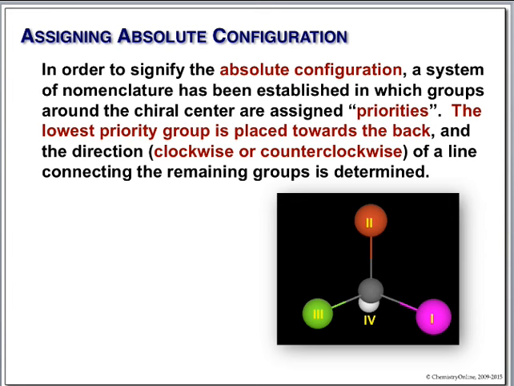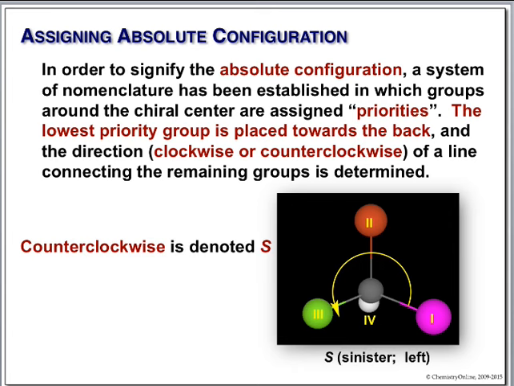Hydrogen is back. Then I'm going to connect the other groups in terms of decreasing priority. So we'll start with 1, we'll go around to 3. If this arc that we do is counterclockwise, we will say that the absolute configuration at this center is S. S stands for sinister. Left-handedness is sinister. So this rotates counterclockwise to the left.